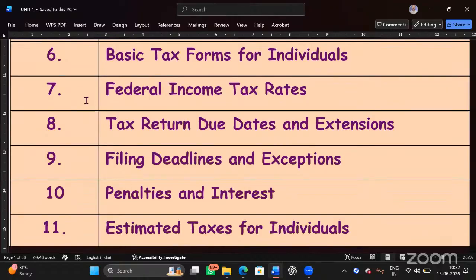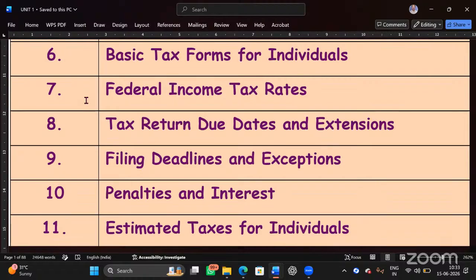For filing, some due dates are there. Generally, the due date is April 15th of the subsequent year. Sometimes we can request the department to extend the time because information is not readily available for filing the return. Then the department allows the taxpayer to extend the time for filing the tax return. Up to what period? Under what circumstances will the time be extended?